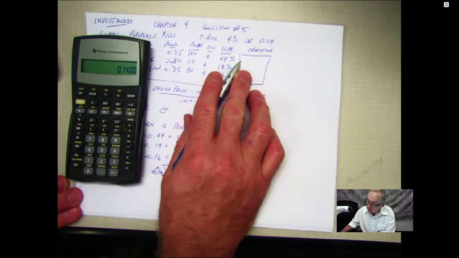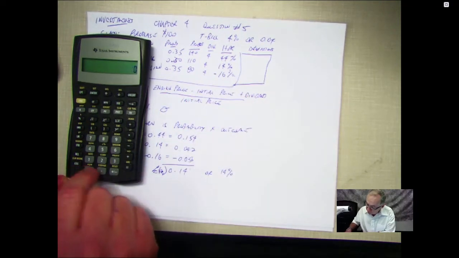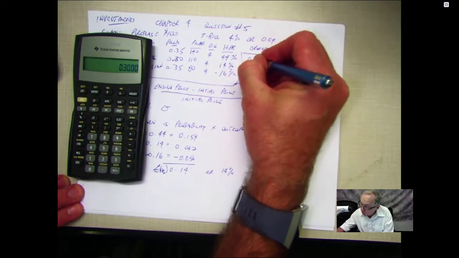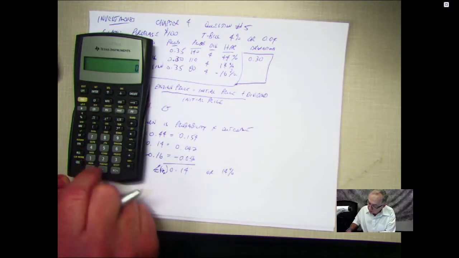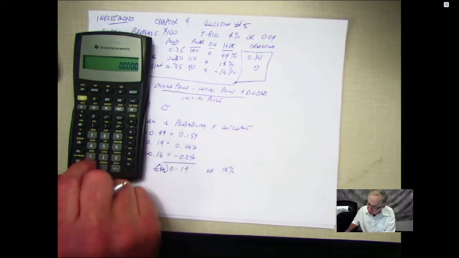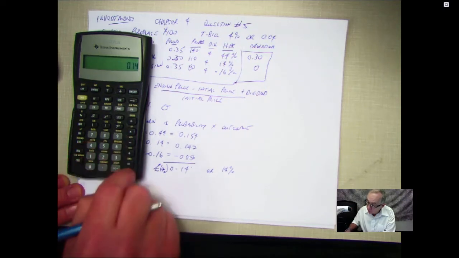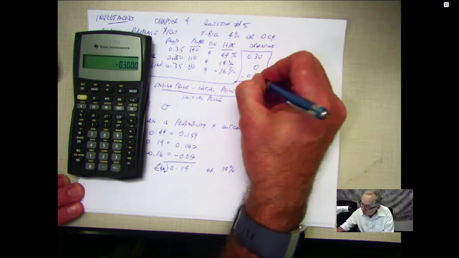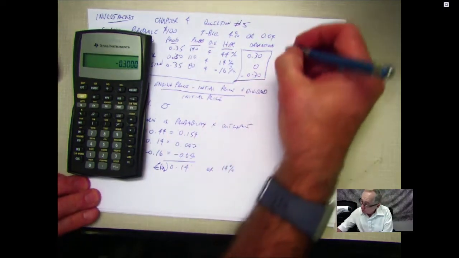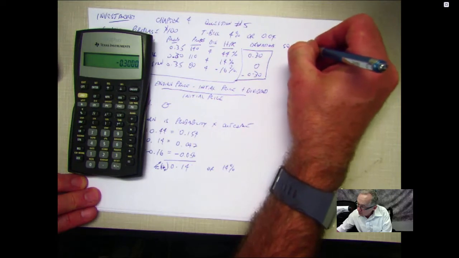Now, our deviations from expected return. We have a 44% return under a boom, so 0.44 minus 0.14 is 0.30. 0.14 minus 0.14 is a 0% deviation, and negative 0.16 minus 0.14 is minus 0.30 deviation from the mean. Okay? Now, to get rid of minus signs and bring us to standard deviation, we square the deviations.